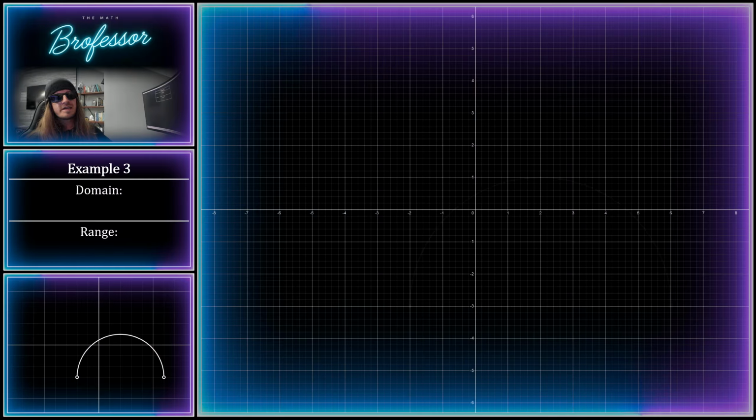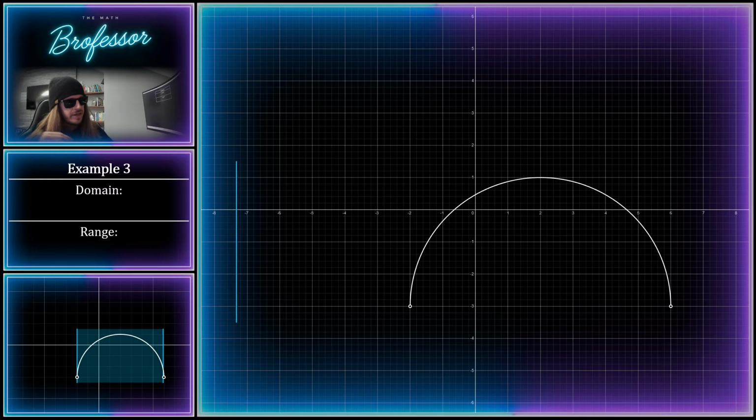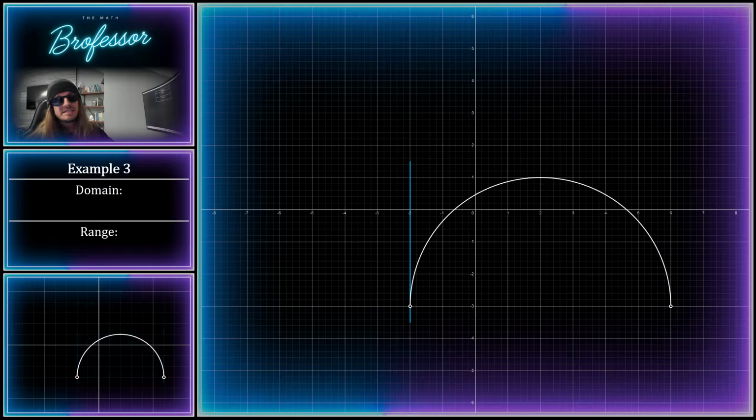Example 3 is a semicircle. And we're going to come from the left here. I don't want to say we first make contact with this graph at -2 because we don't make contact. Rather, we've gotten as close to the graph as we can get without touching. And that's because of this open dot. Again, this open dot is communicating that the graph doesn't actually make contact with the boundary.